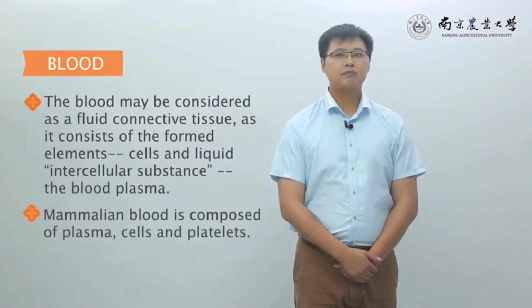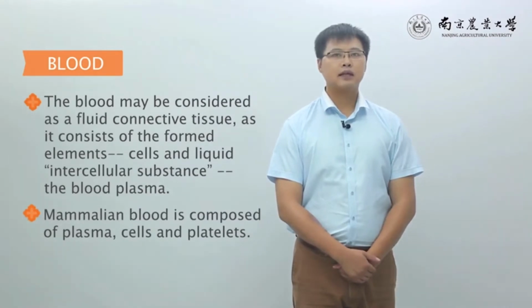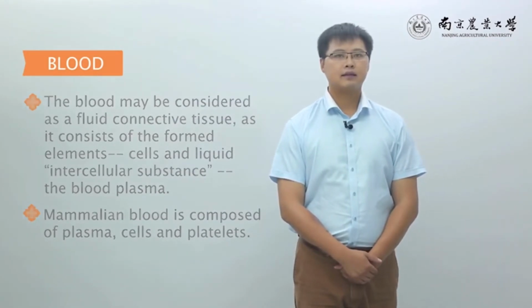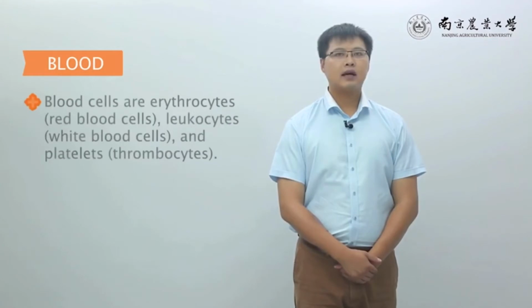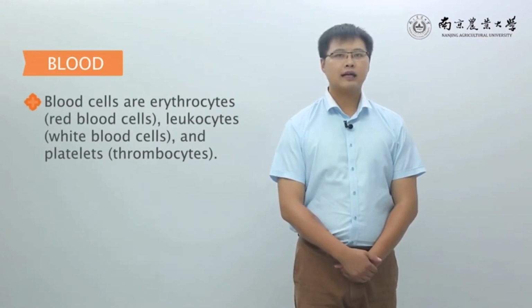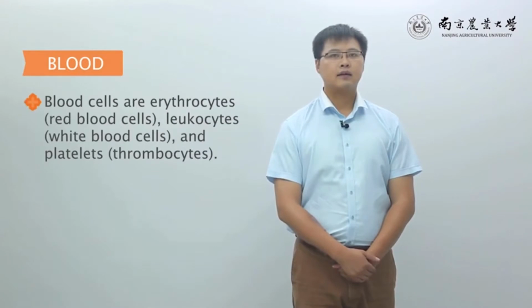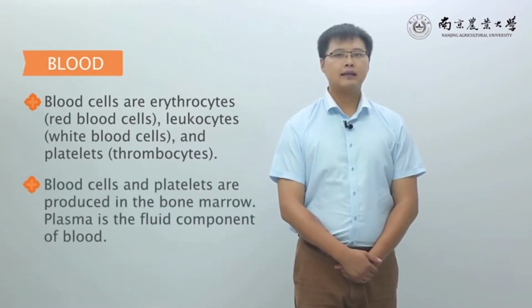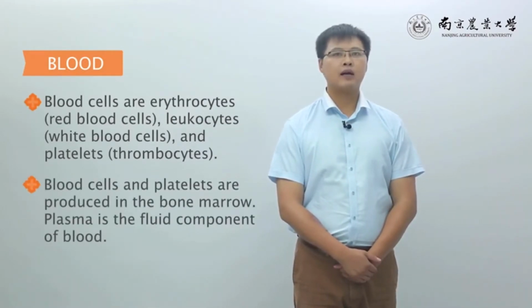Mammalian blood is composed of plasma, cells, and platelets. Blood cells are erythrocytes, red blood cells, leukocytes, white blood cells, and platelets, thrombocytes. Blood cells and platelets are produced in the bone marrow. Plasma is the fluid component of the blood.